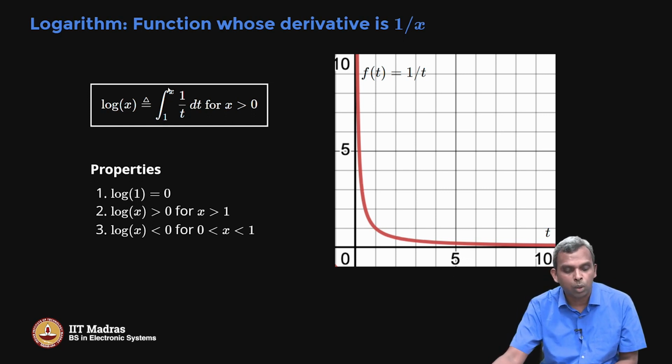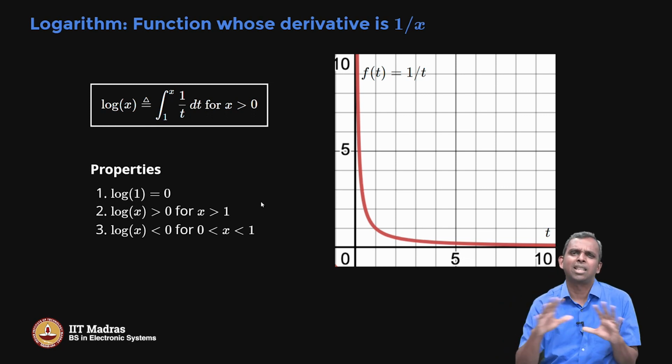See, if x is less than 1, I have an integral from 1 to something less than 1, right, 0.5 or something. So what is my convention for that? I make it minus the integral from 0.5 to 1 of 1 by t dt. So my log x will naturally become negative. It is just the properties of integration, nothing else is going on.